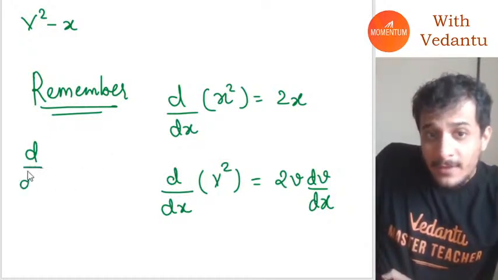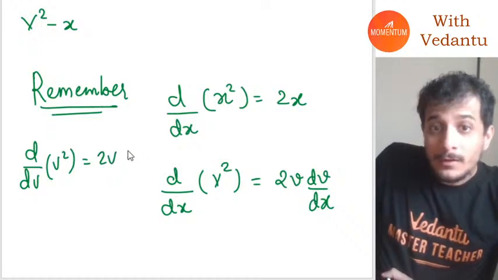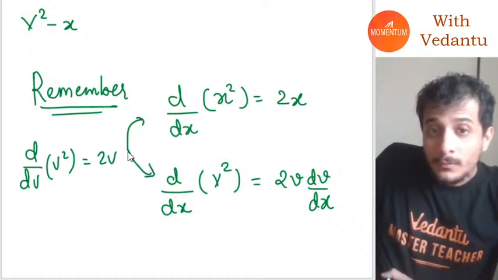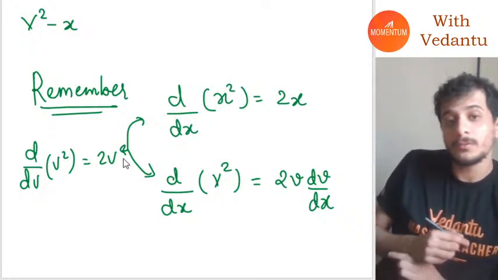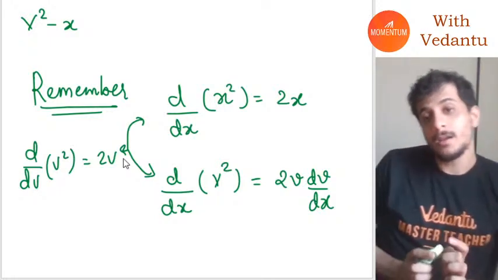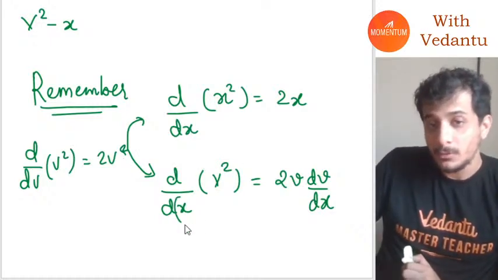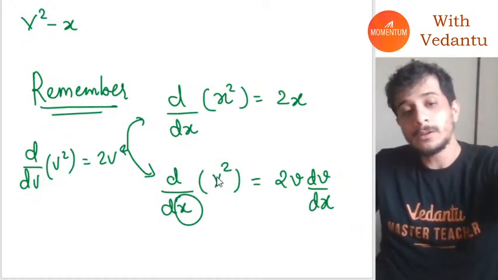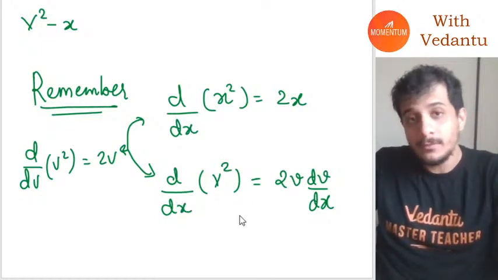d by dv of v square will be equal to 2v. You have to understand with respect to what we are differentiating. If you are differentiating v square with respect to v only, then it will be 2v. But if you are differentiating v square with respect to x, then it will be 2v dv by dx.